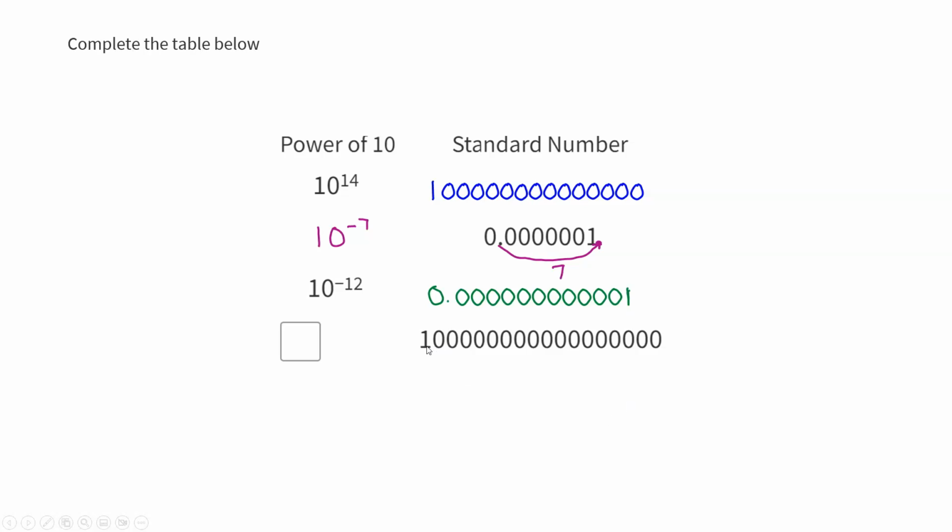Whereas here, this is going to be 10 raised to a positive power. You can count the number of zeros here: 1, 2, 3, 4, 5, 6, 7, 8, 9, 10, 11, 12, 13, 14, 15, 16, 17. So your decimal point's right here. It'd have to move 17 places to get back to making this 1 again. So this is 10 to the 17th.